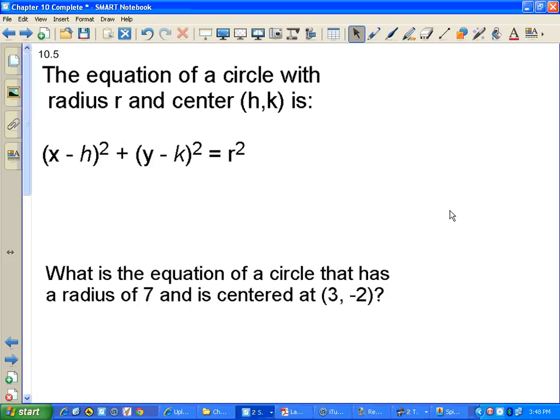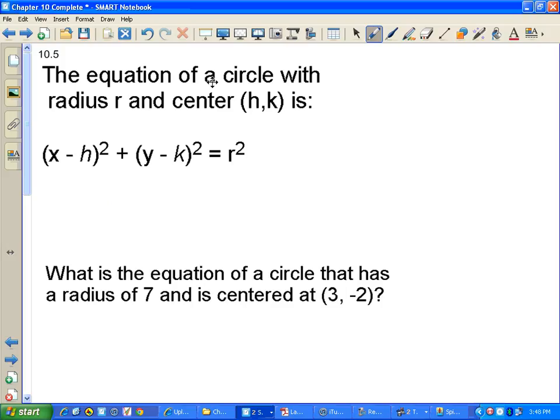For this last section, we're just going to look at how circles interact with graphing. Okay, so we're going to come up with an equation for a circle. I'm just going to give it to you, and then you're going to see how it works with different radiuses and different centers and things like that.